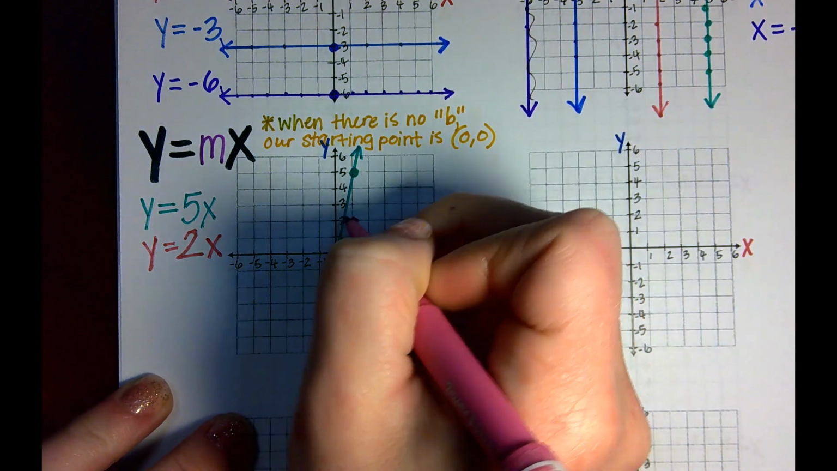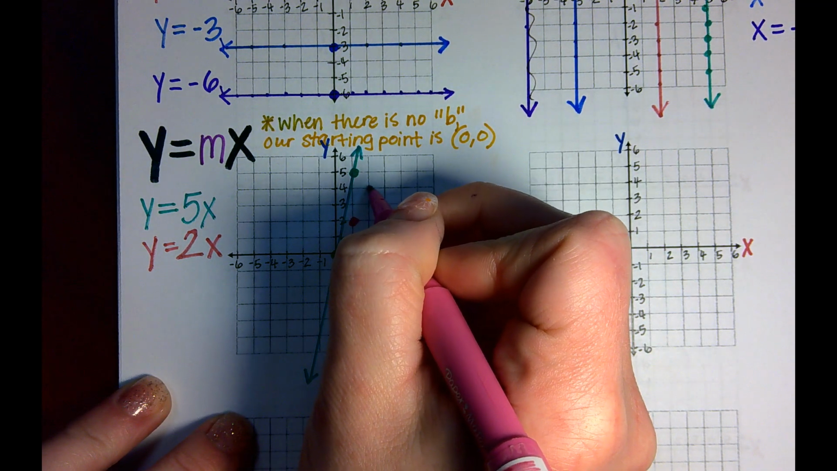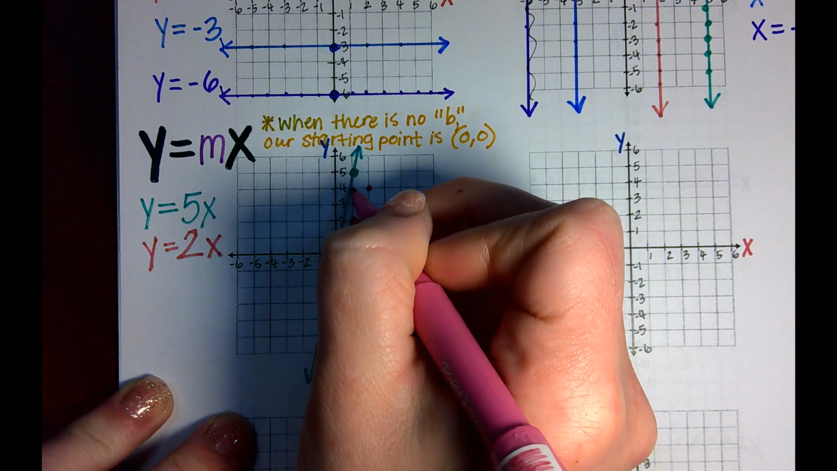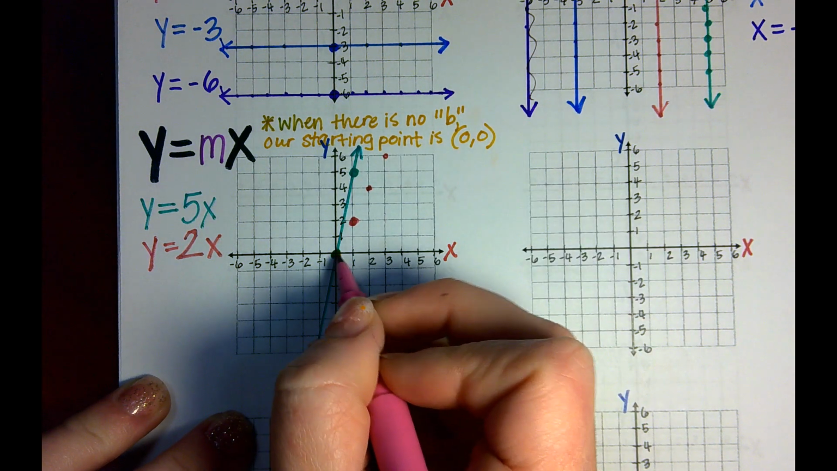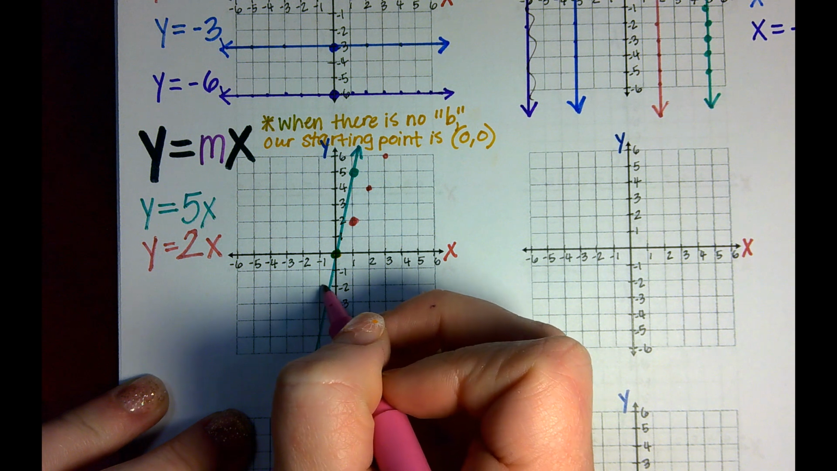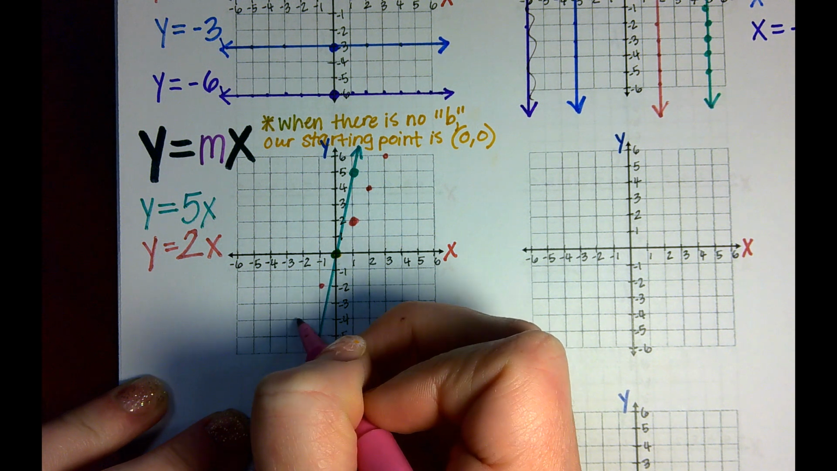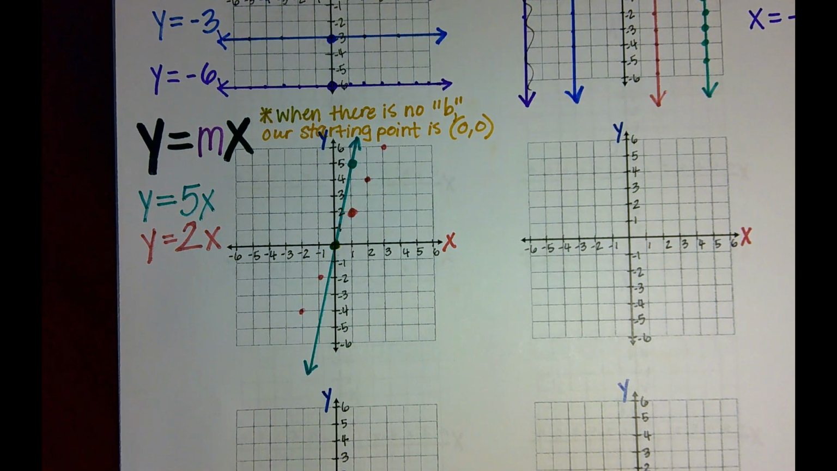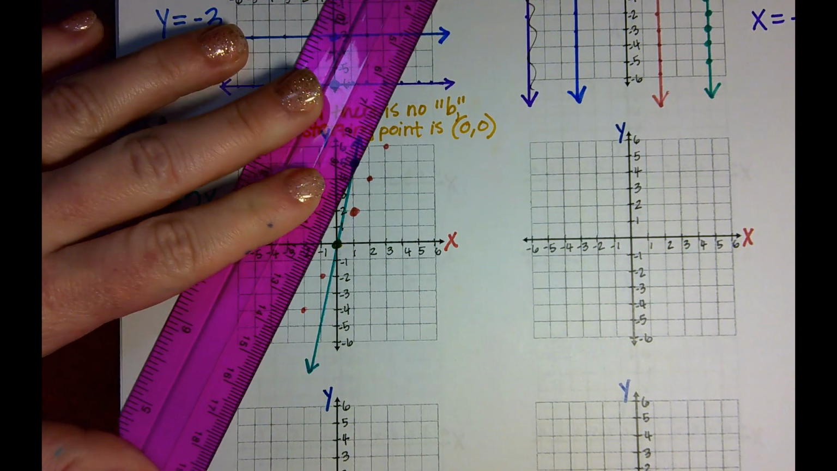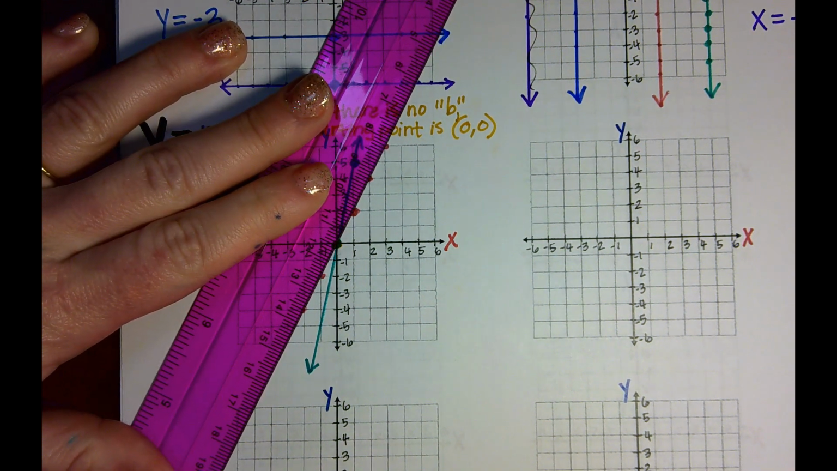Good. And we could continue our slope if we really wanted to. You could keep going up 2 over 1, up 2 over 1. You could even go down 2, left 1, to just continue that line if you want it to be accurate. And we'll connect our dots.